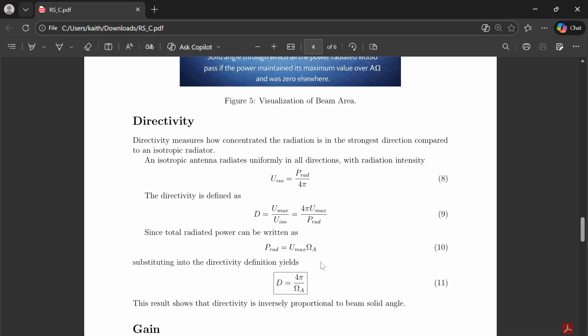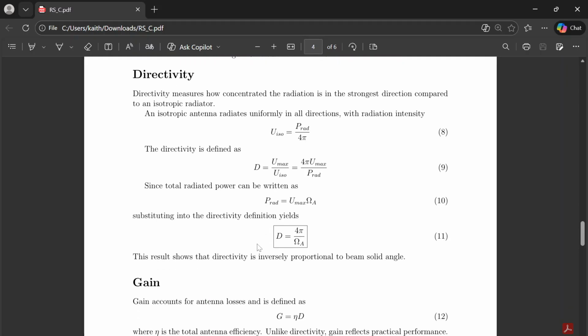It's multiplied by the beam area, because the radiation intensity is nothing but the power per unit solid angle. So you just multiply with the beam area, you get the radiated power. Now you just substitute this in equation number 9. You get the formula for the directivity, which is given by directivity is 4 pi by beam area. This shows that the directivity is inversely proportional to the beam area.